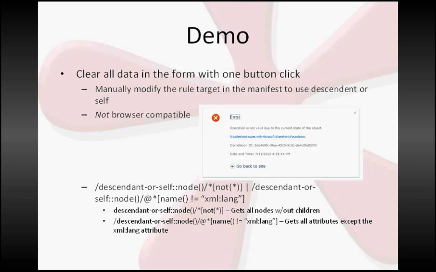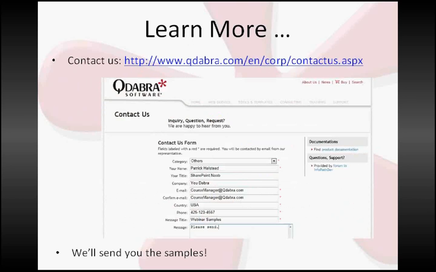You can still modify the rule target. I do have a blog post on that. Check my blog. It's from a few years back, but you can still do that, and I've done that before, used preceding sibling and stuff in rules. This guy down here just talks about what these different things do. Gets the nodes without children, gets the attributes except for that final attribute. And then we'll pop down one more slide. I think this is it. You can contact us and we'll get you the samples and so on.